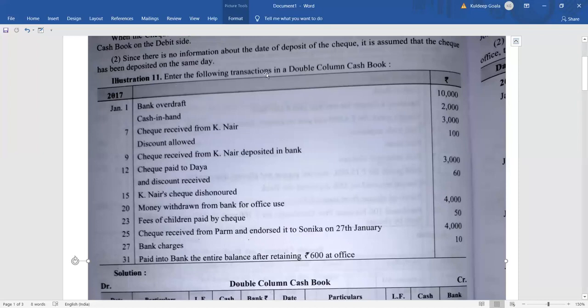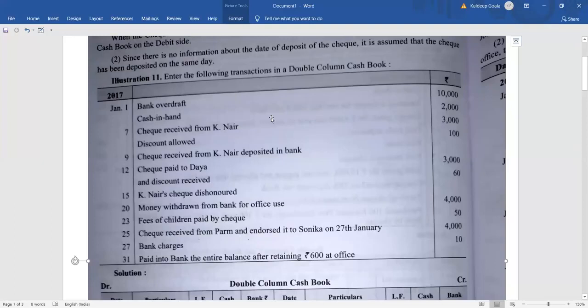So enter the following transaction in the double column cash book. In January 1, the opening balance is given here, bank overdraft, that is the negative balance of bank. How much? 10,000. Then cash in hand is there, 2,000. Now first of all we'll post that. That is the opening balance. Opening balance we know how do we post? By balance carried down and brought down. Sorry, by balance brought down, isn't it?